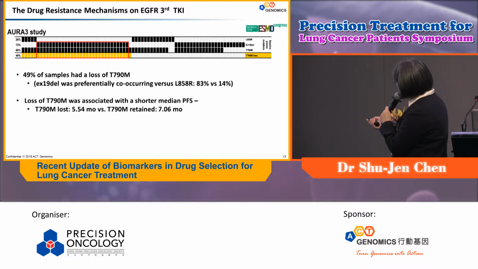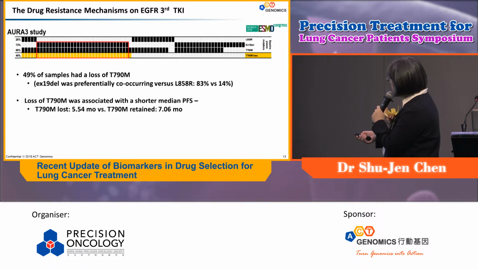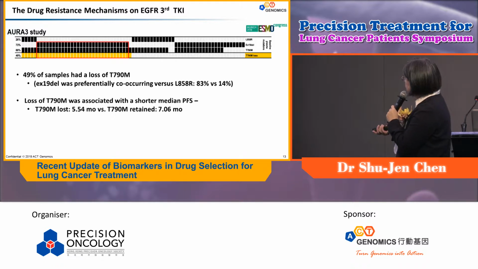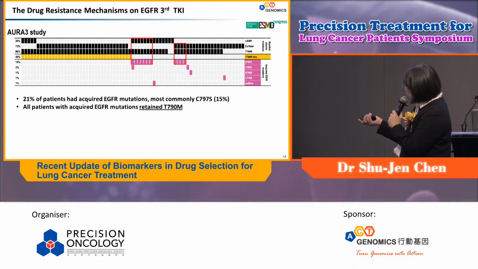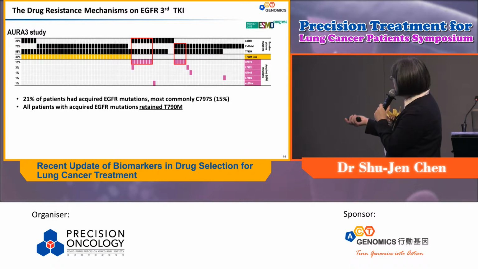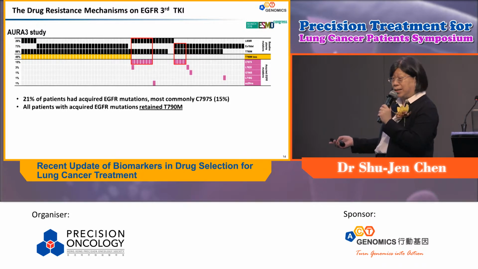So here, this particular slide shows the drug resistance mechanisms for third generation TKI. We can look at this data and see that a lot of patients actually have loss of T790M. And for those patients who lost the T790M mutation, they are associated with a short progression-free survival. So this is very easy to see. But for those patients who actually acquired a resistance mutation, these patients will have both the T790M mutation as well as a new secondary resistance mutation, and this typically occurs at the C797 position. So these patients tend to retain their T790M.